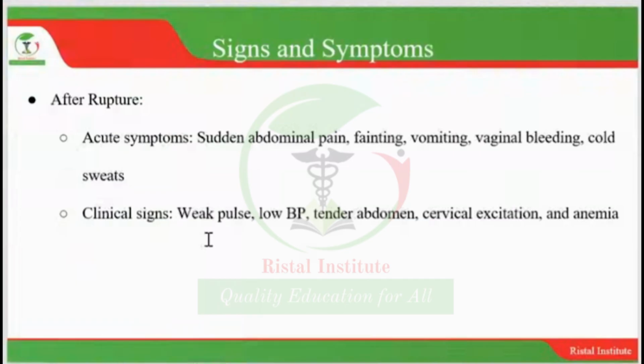Then after rupture, the mother will experience acute symptoms: abdominal pain, fainting, vomiting, vaginal bleeding, cold sweats. Then the mother will also have clinical signs such as weak pulse, low BP, tender abdomen, cervical excitation, and anemia.